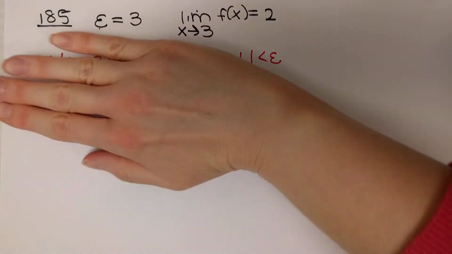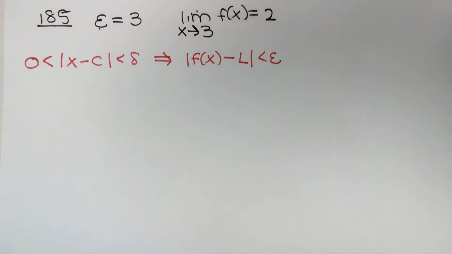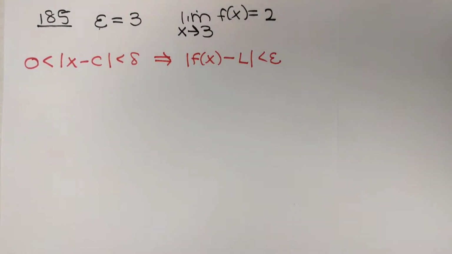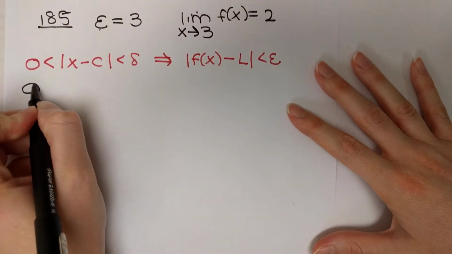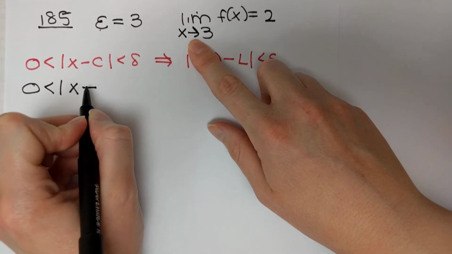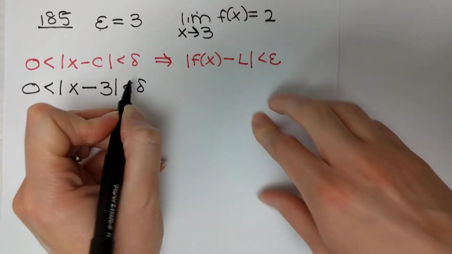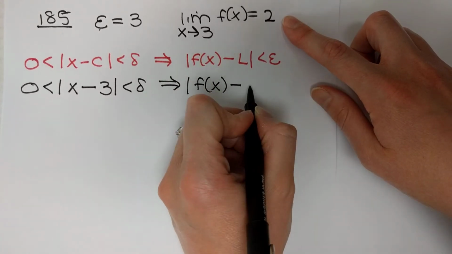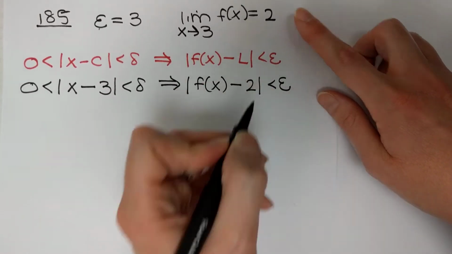So you could use just that given information and kind of hand wave your way through what the delta would be. But if we're going to be very precise about this and have a method to the madness, we would go back to the limit definition where we have these two inequalities, and we would plug in our C, L, and epsilon appropriately. So we would have 0 is less than absolute value x minus 3, that arrow becomes kind of a subtraction sign, is less than delta. Then our f of x, which they don't tell us, minus L, which is 2, is less than epsilon.